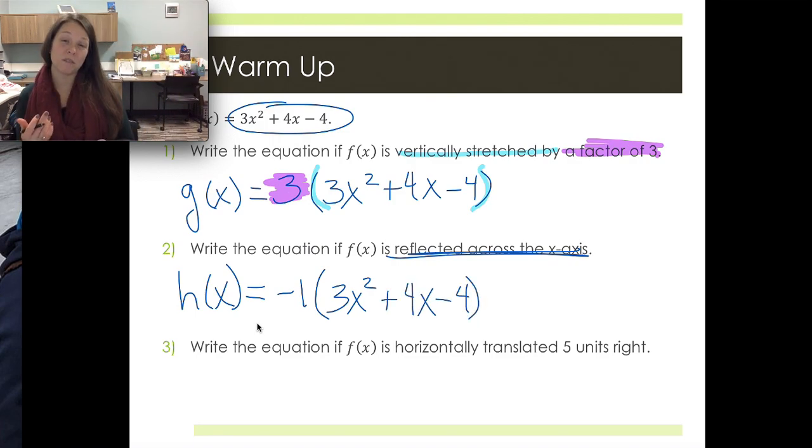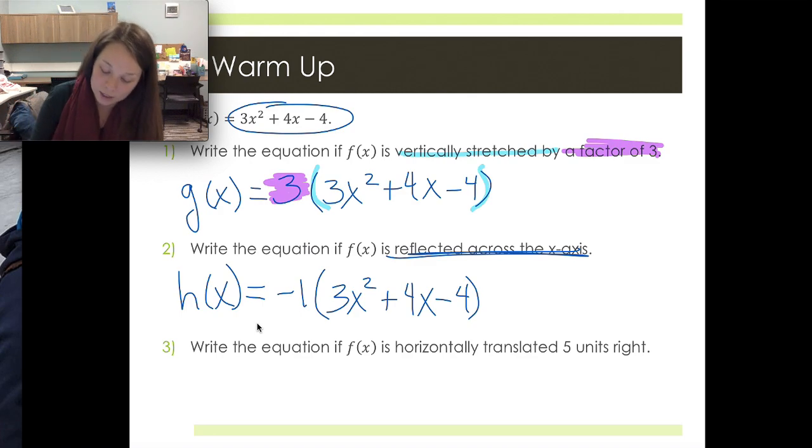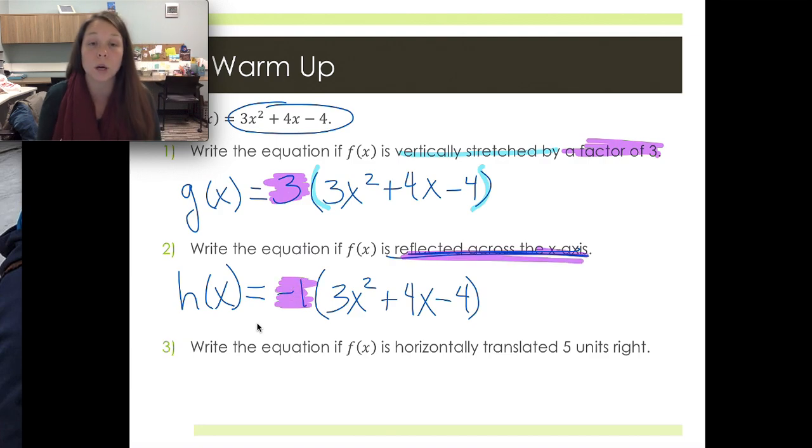Yes, we could simplify these. I could multiply the -1 in, but I really want to emphasize the location of these numbers and how the location of those numbers has the effect of this transformation.